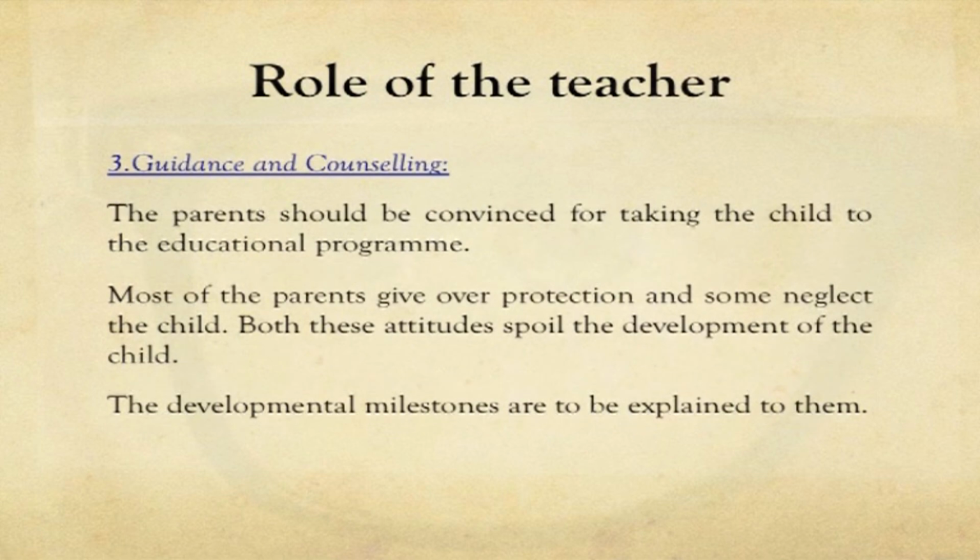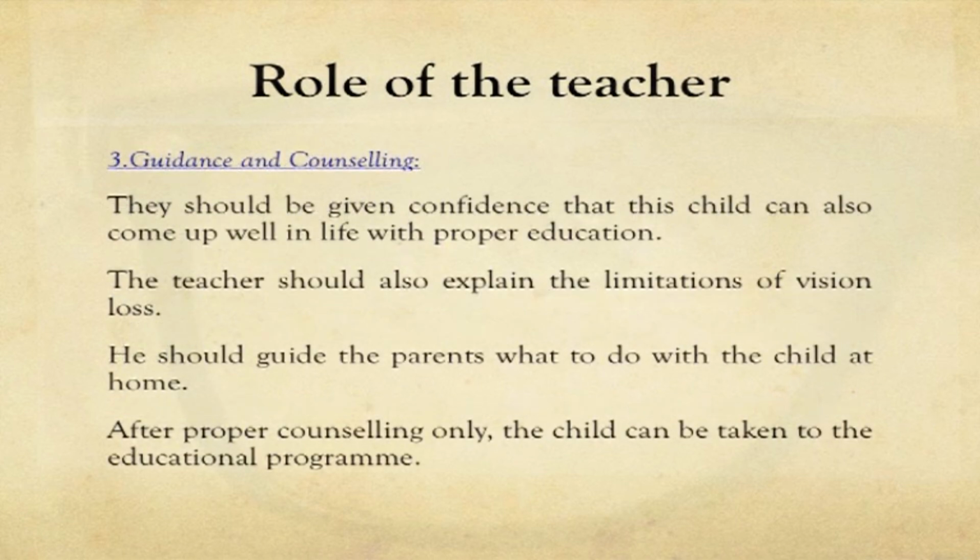Number 3, guidance and counseling. The parents should be convinced to take the child to the educational program. Most parents give overprotection and some neglect the child. Both these attitudes spoil the development of the child. The developmental milestones are to be explained to them. They should be given confidence that this child can also come up well in life with proper education.